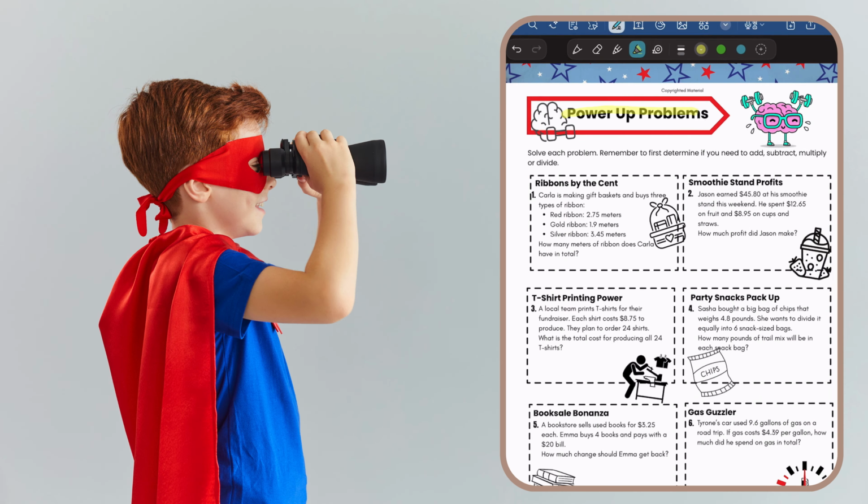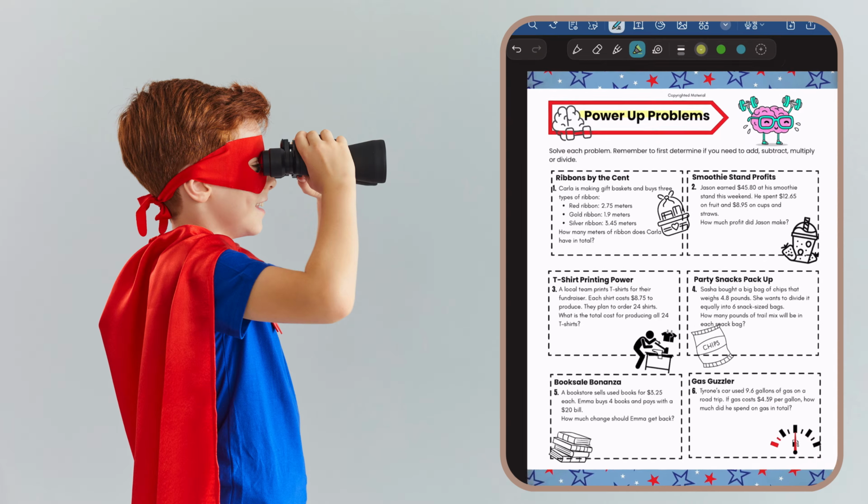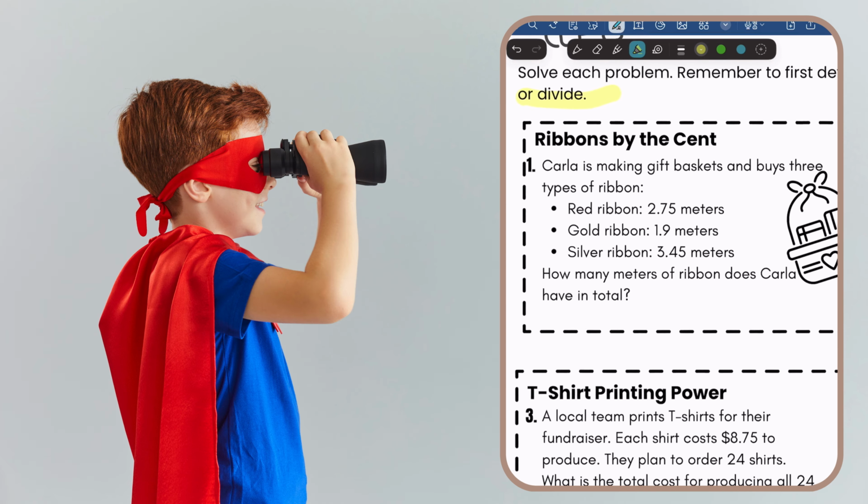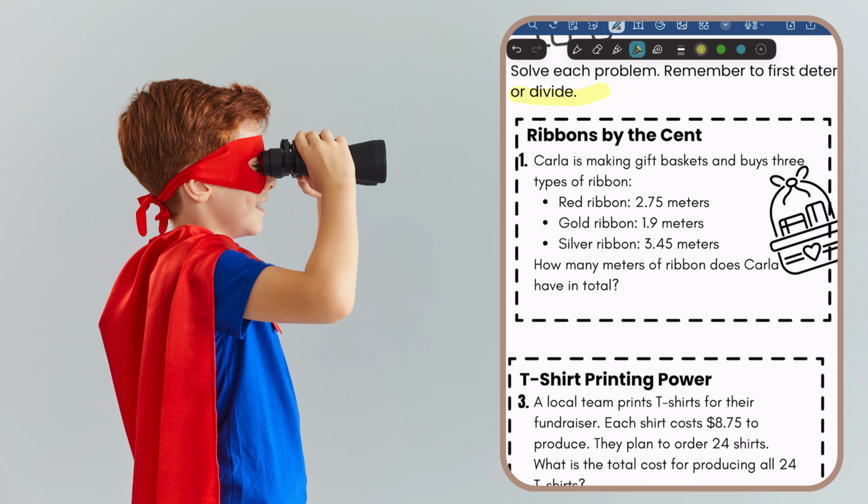We're going to do some power-up problems, get that brain working. Solve each problem. Remember to first determine whether you need to add, subtract, multiply, or divide. So, ribbons by the cent. Carla is making gift baskets and buys 3 types of ribbons. She has a red ribbon, 2.75 meters. The gold ribbon is 1.9 meters, and the silver ribbon is 3.45 meters. How many meters of ribbon does Carla have total?